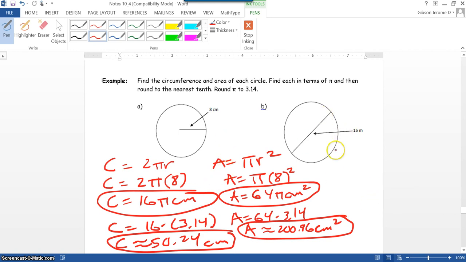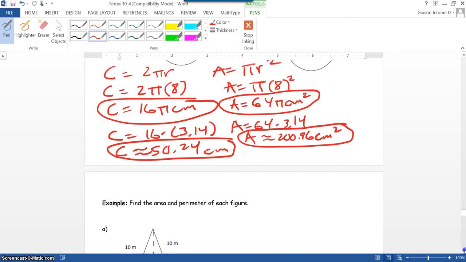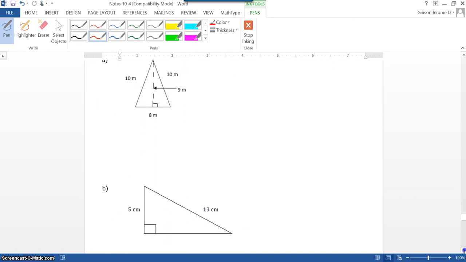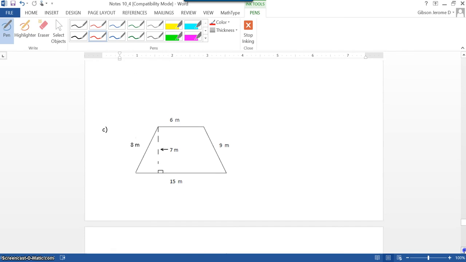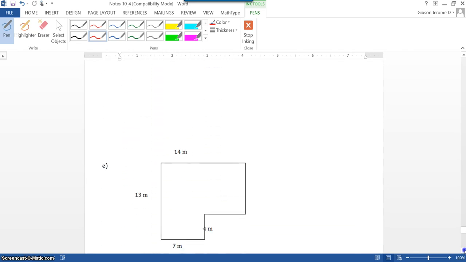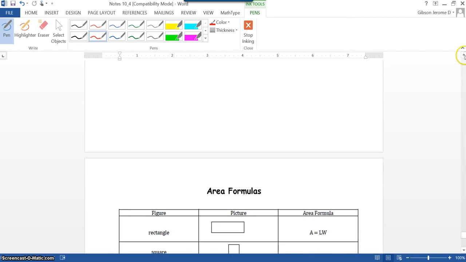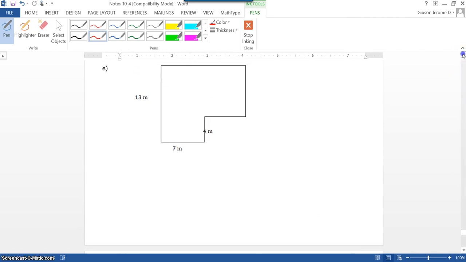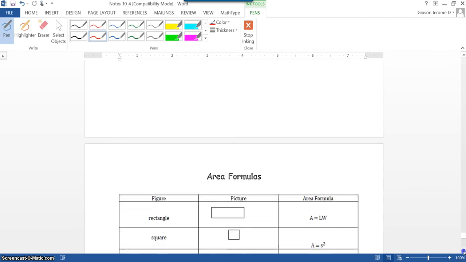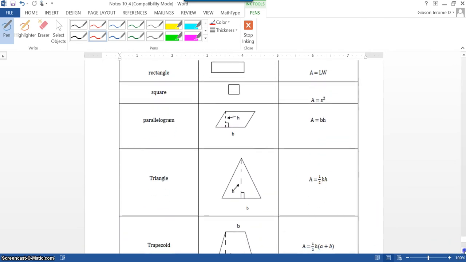Now, what I want you all to do is to try B, and then bring it to class, and we can go over that. Now, on the next 2 pages, I want you to try all of these problems on your own and bring them to class, and we can go over them. Now, on this last page, you're given the area formula. It's giving you the area formula for all of these figures.